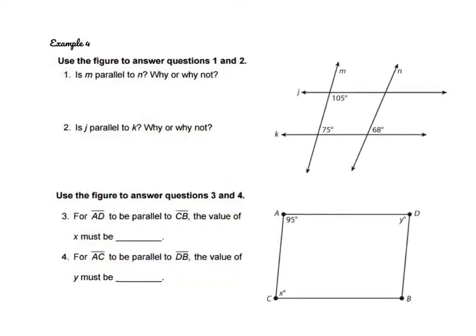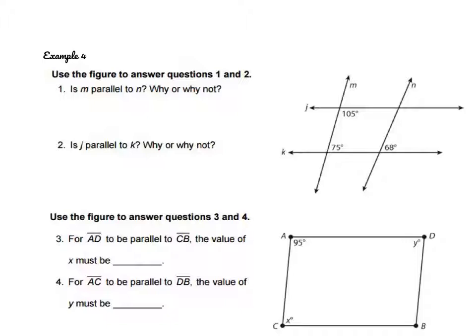All right, now let's take a look at example 4. So this one says use the figure over here to answer questions 1 and 2. So again, it's not enough to be able to look at a picture and say, these look like they're not parallel, so I'm going to say they're not, and these look like they are, so I'm going to say they are. We have to have some reasoning behind it. So first they're asking us, is M parallel to N, why or why not? So again, we're testing to see if these two lines are parallel.